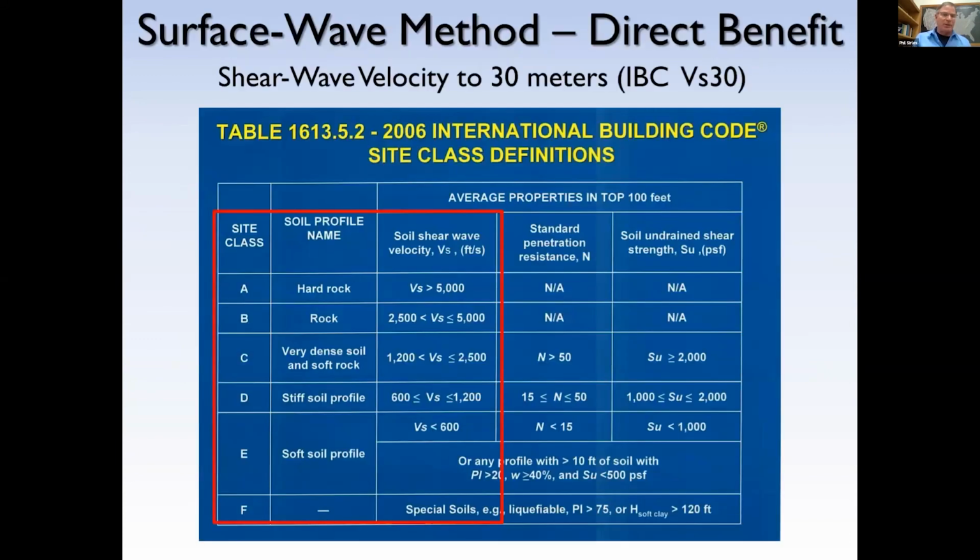I think this is the biggest direct benefit. This is a table directly from the IBC code. It is showing you that if we can map the shear wave velocities and we can start assigning a seismic site classification and get data to 100 feet, we can do that with surface waves with just a 230, 250 foot line on the ground. That's a direct benefit.